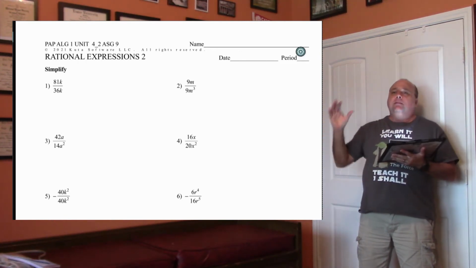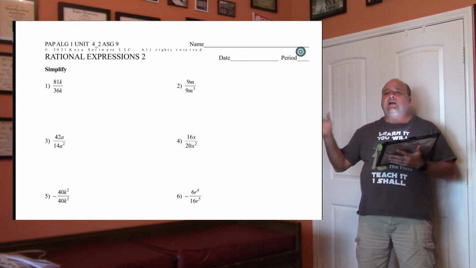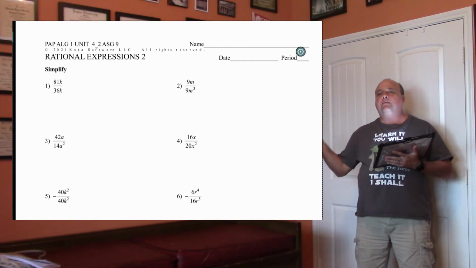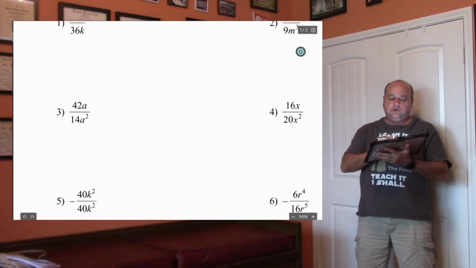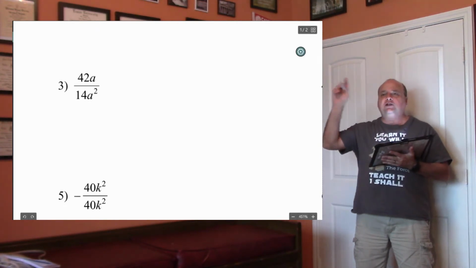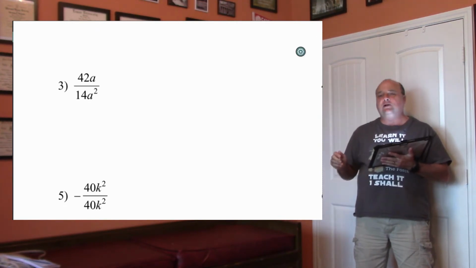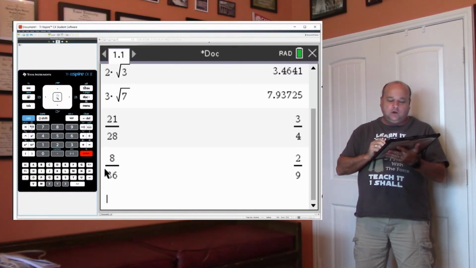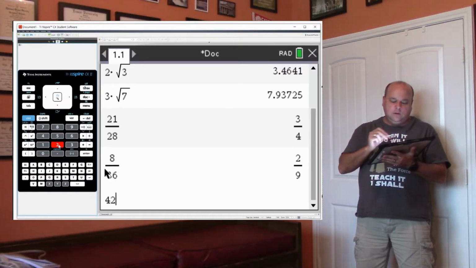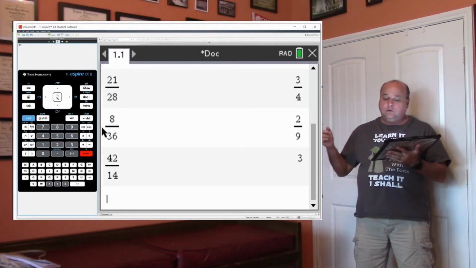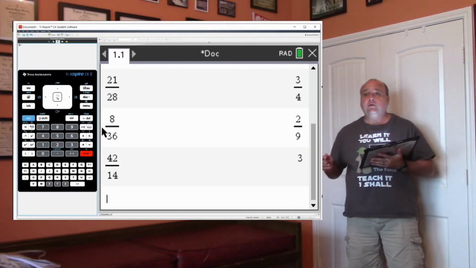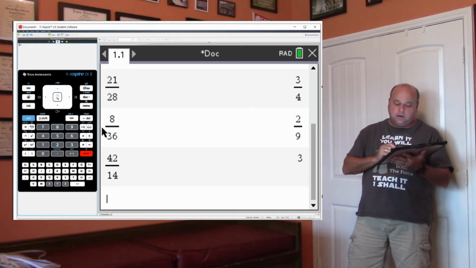Okay, remember, you could punch the numbers into the calculator, but you can't punch the letters. So for instance, let's do number 3. You could punch 42 divided by 14 into the calculator. If I were to do that, hit enter, I get 3, don't I? 42 divided by 14 is 3. That's going to turn into my number.